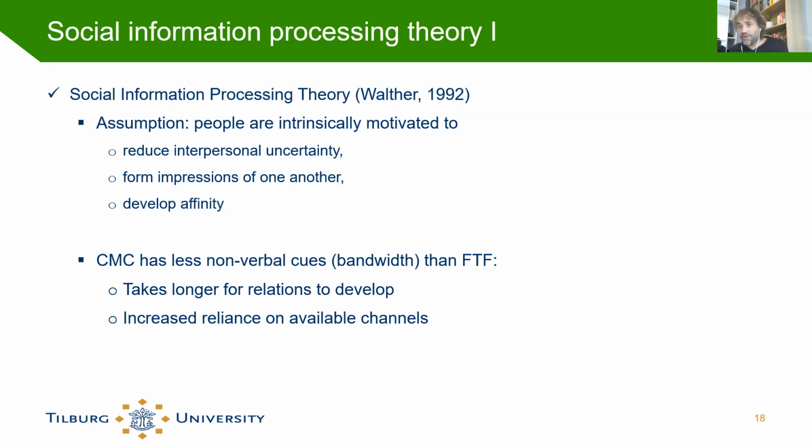So this theory basically says, well, we can communicate as richly as face-to-face, but because we want to reduce uncertainty, we take into account all the information we have at our disposal in order to form an impression of other people. And this may explain all the previous theories.